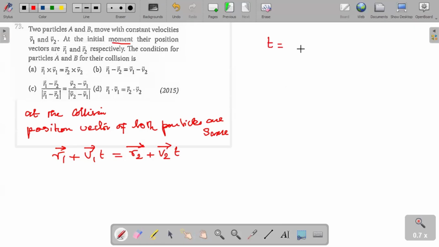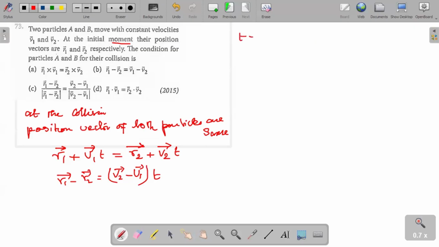So r1 vector plus v1 vector into t equals r2 vector plus v2 vector into t. Before that, r1 vector minus r2 vector will be equal to v2 vector minus v1 vector into t. But t is a scalar.